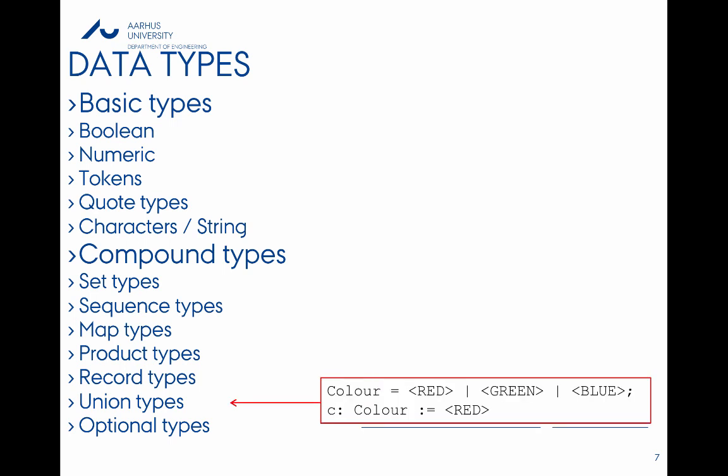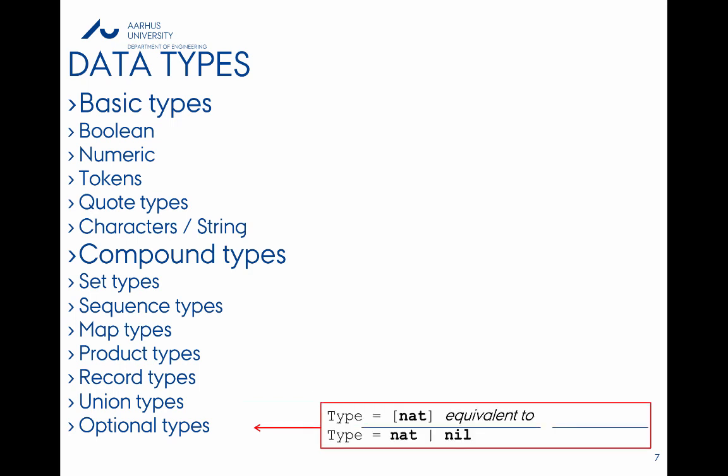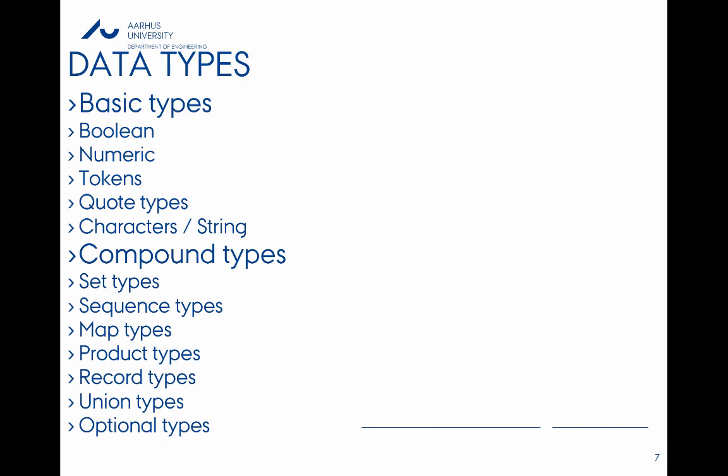There's a notion of union types, where you can say either they belong to one type or another type or another type. So in this case, we have an enumerated red, green, blue, and then the color, for example, could be assigned to a red color. Finally, there's a notion of optional types, and it's written with these square brackets around a type name. Essentially, it's equivalent to just adding an extra nil value, similar to what you can have in object-oriented programming with a null value.